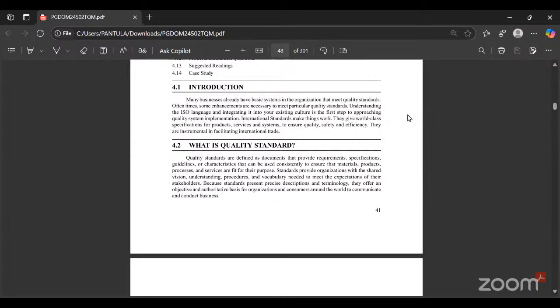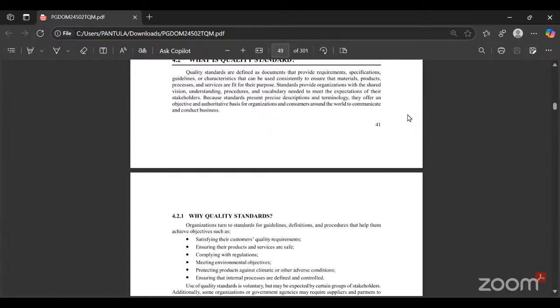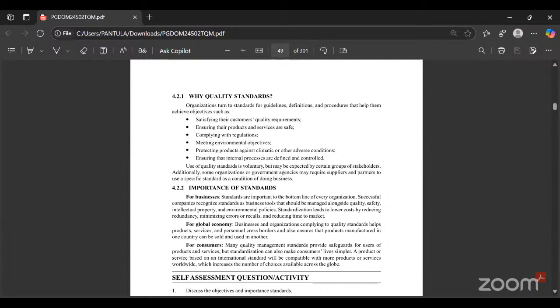Standards provide organizations with a shared vision, understanding, procedures, and vocabulary needed to meet the expectations of their stakeholders, because standards present processes, descriptions, and terminology. They offer an objective, authoritative basis for organizations and consumers around the world to communicate with the business.